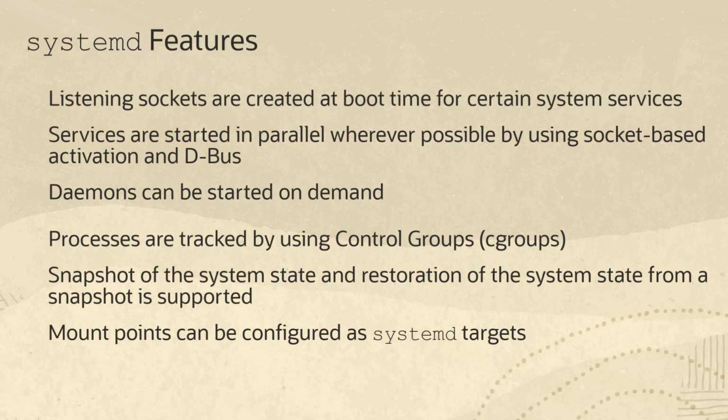Processes are tracked by using control groups or cgroups. A cgroup is a collection of processes that are bound together so that you can control their access to system resources. Snapshotting of the system state and restoration of the system state from a snapshot is supported, and mount and automount points can be monitored and managed by systemd.